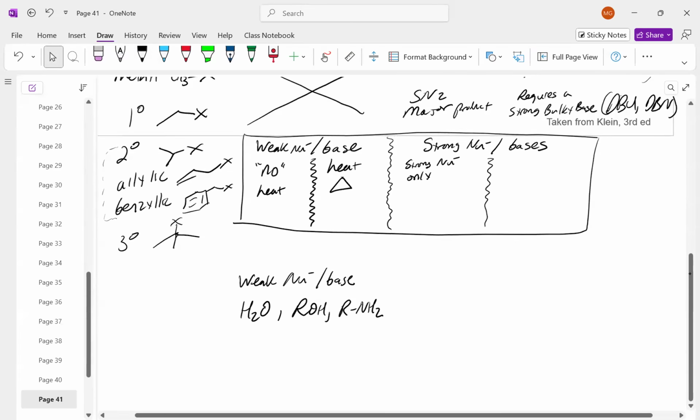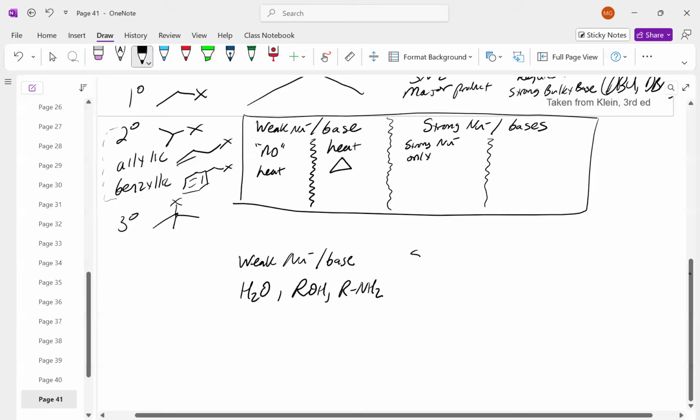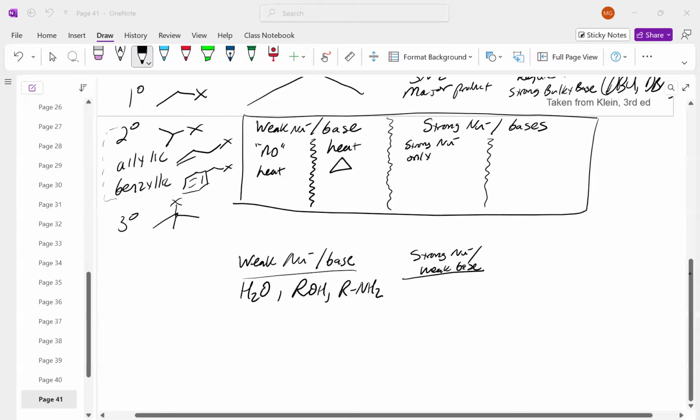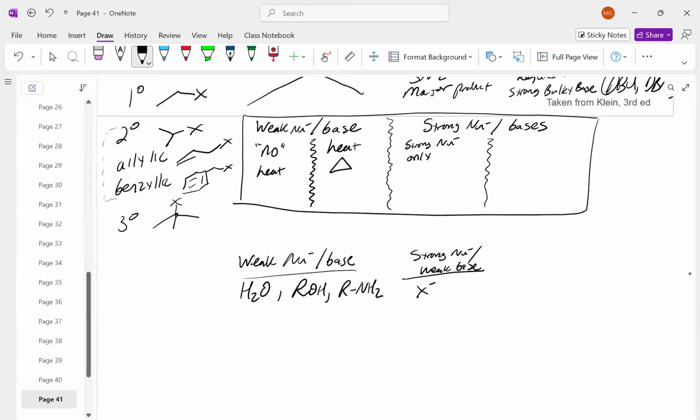Okay, so what do those look like? Well, strong nucleophile, weak base are things like X minus, the halides. Remember the halides like chlorine, bromine, and iodine? They come from strong acids. So the anions, chloride, iodide, bromide, are weak bases.